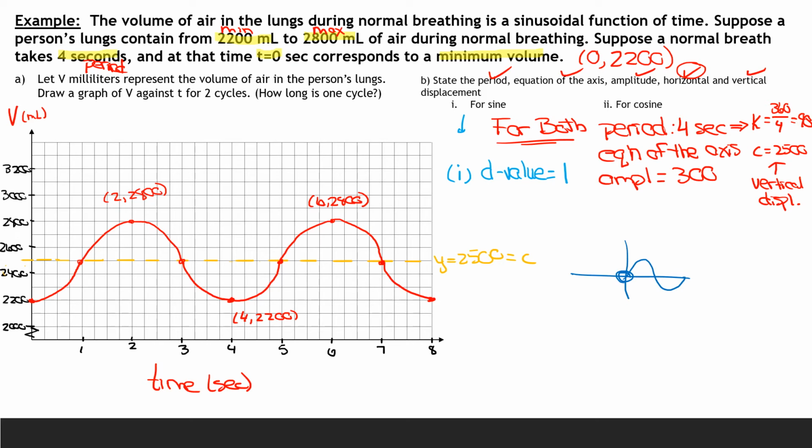And I could use other ones. I could have used this one too. I could have used 5. And I could have used 3 if I wanted to make my A value a negative. But we want to keep it easy.